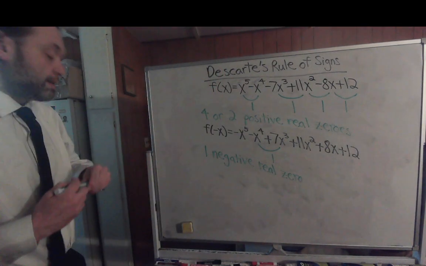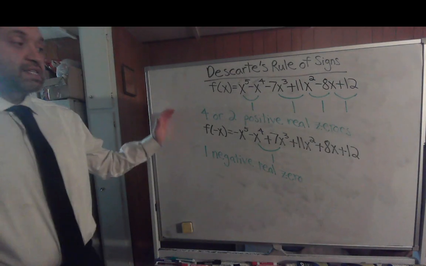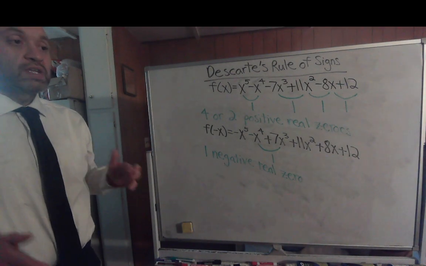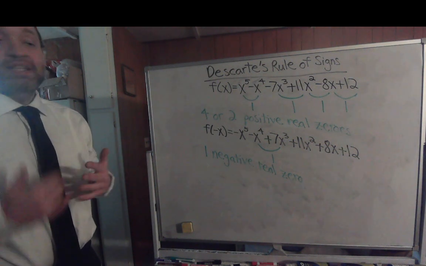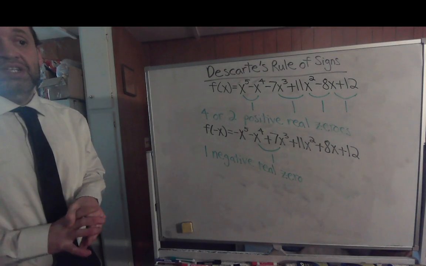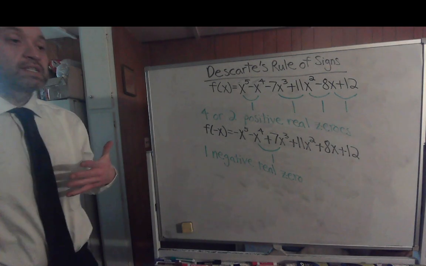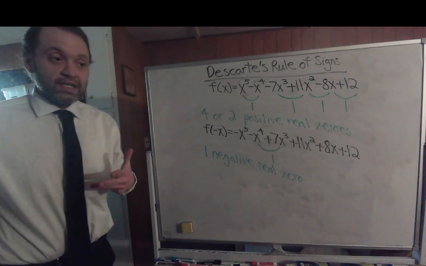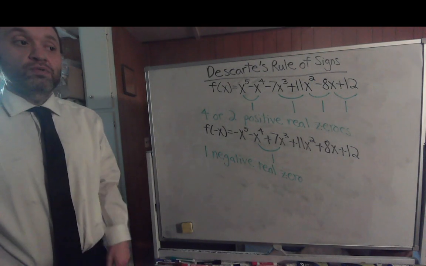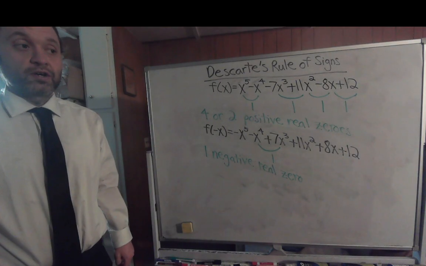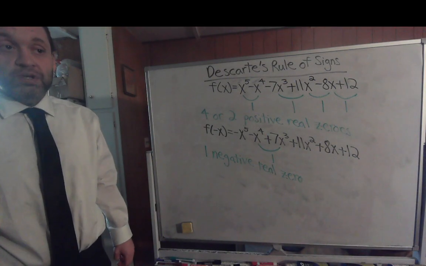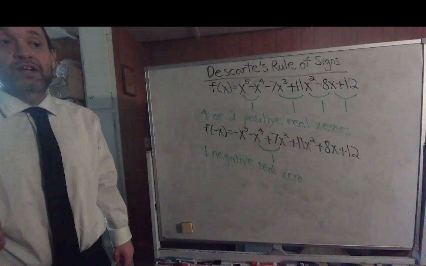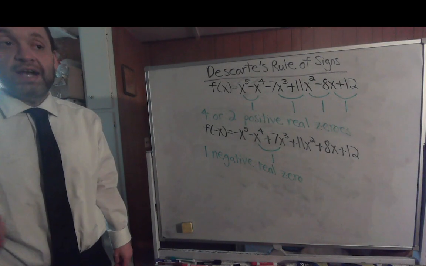So Descartes' rule of signs is very useful to know the nature of your solutions in the real number system. It doesn't cover imaginary solutions, thus the whole set of complex. So the next lesson we're going to get into the rational zeros theorem, which will enable us to solve polynomial functions that are not factorable. It's useful if you can't factor them.